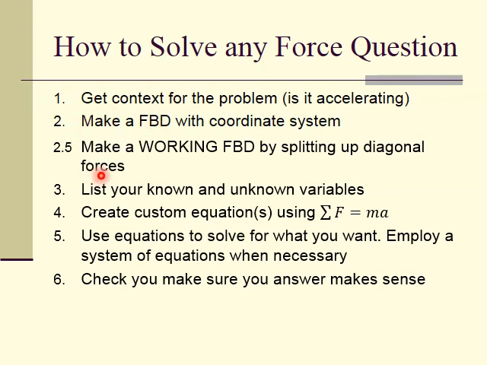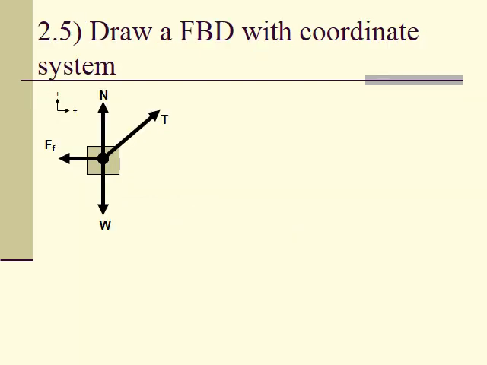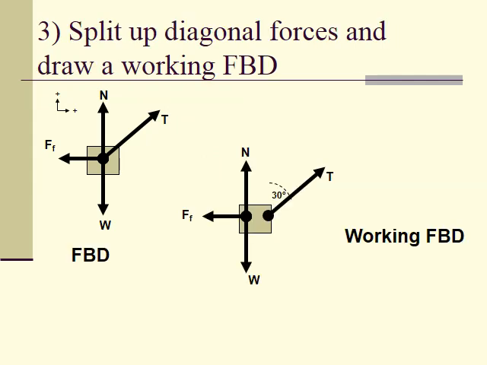If you have a diagonal, you're going to recreate another free body diagram, but this time you're going to make a working free body diagram. What I call a working free body diagram is simply a free body diagram that has no diagonals, and any diagonals you used to have, you've split up into just horizontal and vertical components. Alright, so let's make a working free body diagram together. The normal, force of friction, and weight are all orthogonal forces, and we're all good with that. They're all either up, down, left, or right. Tension is the only diagonal, so we're going to split it up. We're going to draw the horizontal and vertical components.